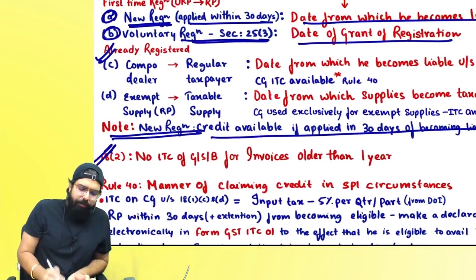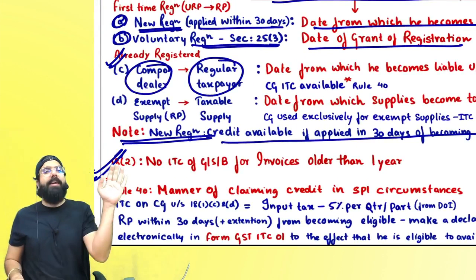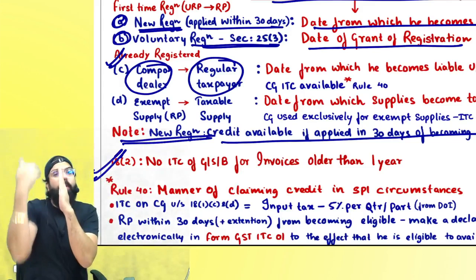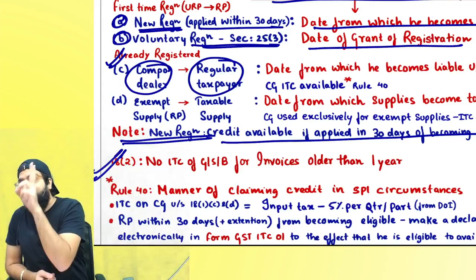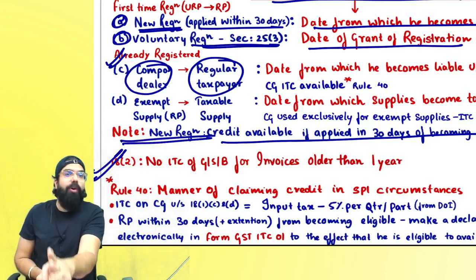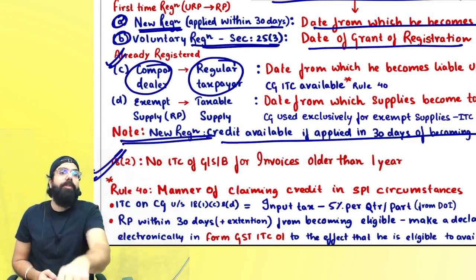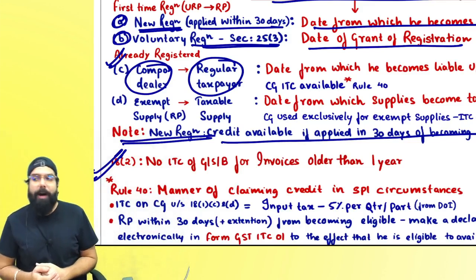Always remember, composition person becomes a normal person. He starts paying tax under section number 9. From the day he starts paying taxes under section number 9, 1 day prior, whatever input is there in stock, semi-finished goods, finished goods, he will be able to take the credit. Plus capital goods credit also allowed, 5% reduced per quarter or part thereof.